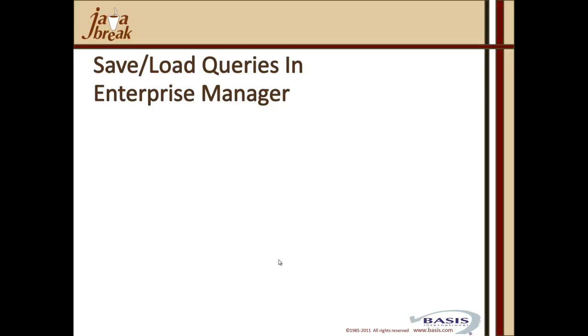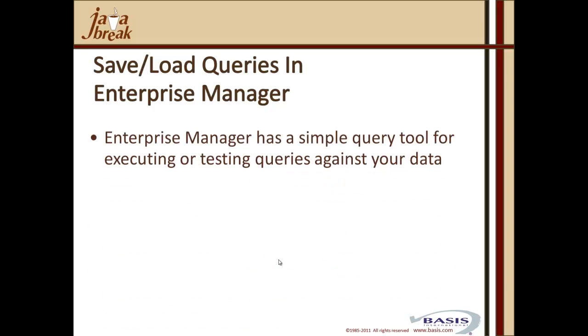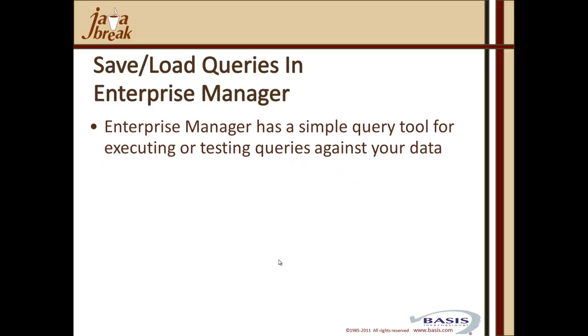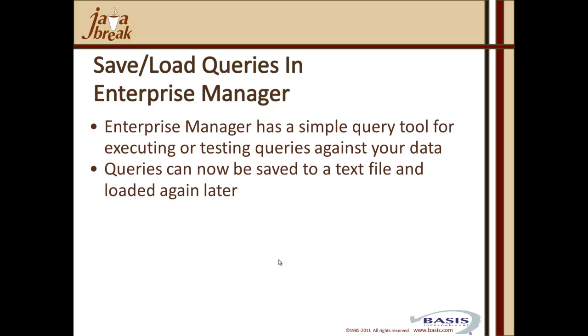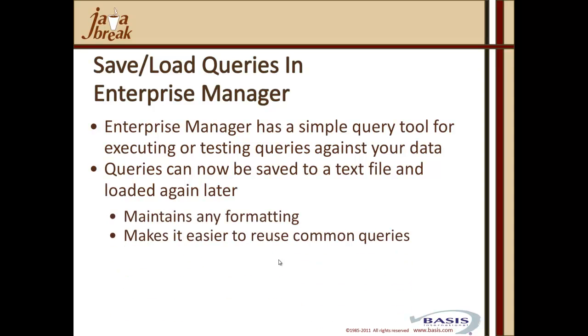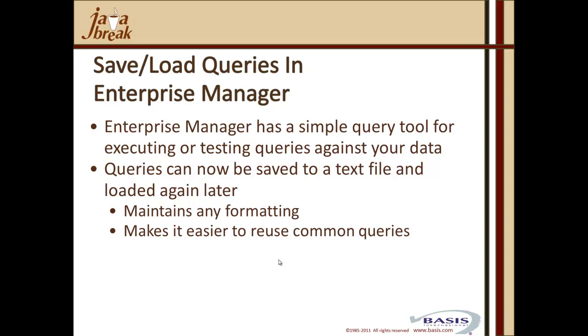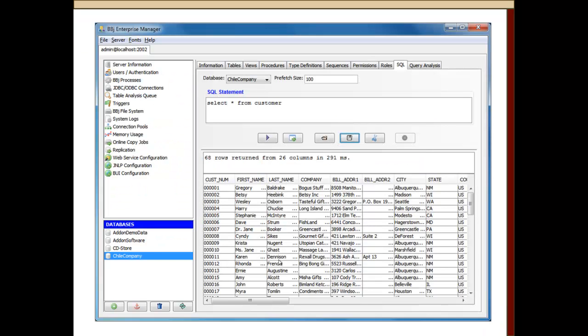One other new feature we've added is the ability to save and/or load SQL queries in the Enterprise Manager. Enterprise Manager has a simple query tool for executing or testing queries against your data. Those queries can now be saved to a text file and loaded at a later stage. Some of the benefits are that it maintains any formatting that you might have had in place for that SQL select statement, and it makes it easier to reuse common queries that you wish to run against your data at a later point in time. Here's what it looks like. From our standard SQL tab, we have the SQL statement, which we can now save to disk.